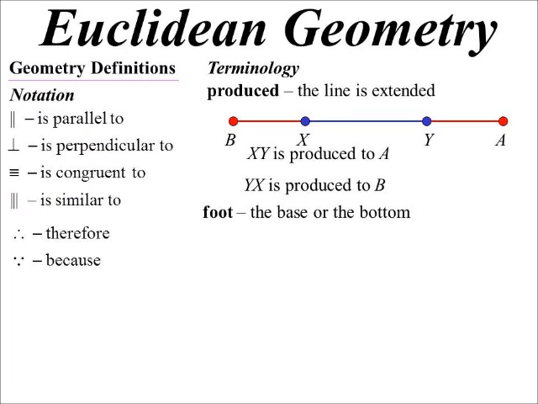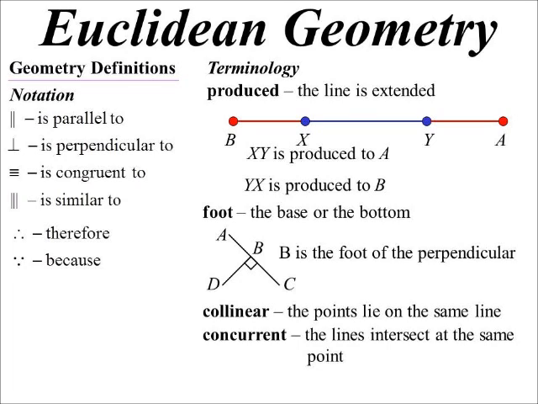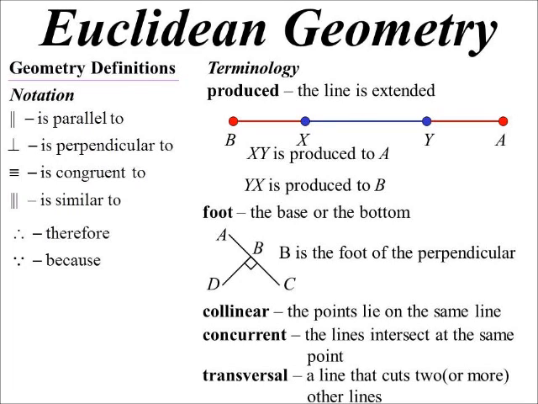Foot, base or bottom, but it doesn't necessarily mean it has to be at the bottom of the picture. So B here is the foot of the perpendicular. So that's where the T meets. Collinear, well, we talked about that in Cartesian geometry, points that lie on the same line, and concurrent lines that go through the same point. Transversal, often seen when we're looking at those parallel line theorems, but a transversal is just any line that cuts another 2 or more lines. So that's what we call a transversal.